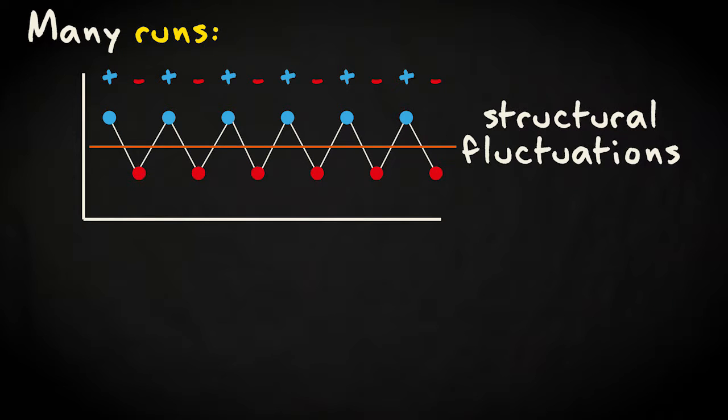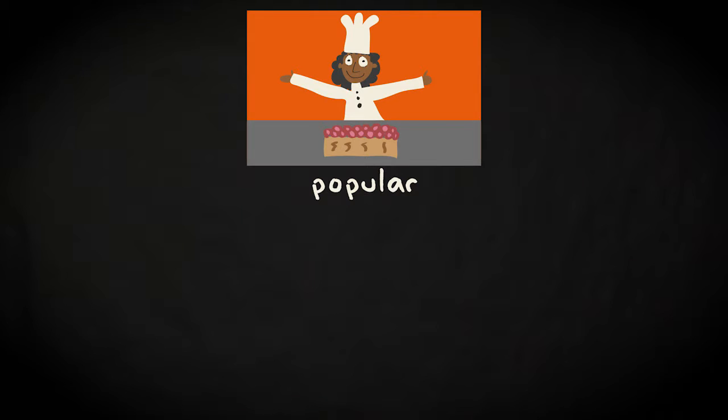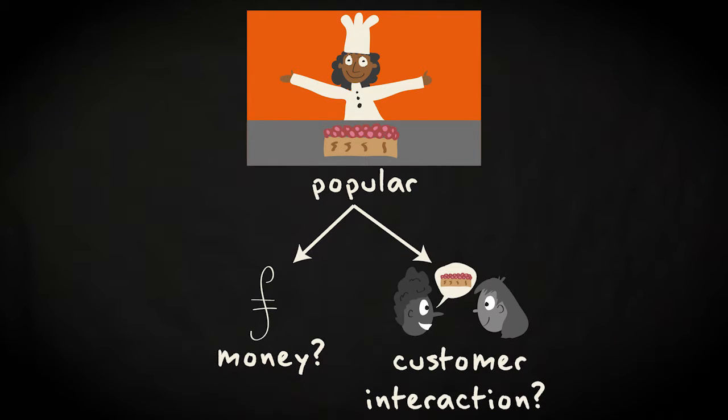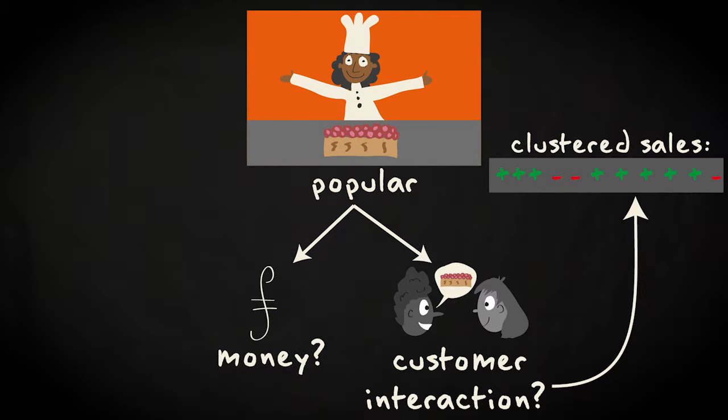Let's look at an example of how this would work. The local confectioner is making many nice cakes, but for some reason the most popular one is a fruitcake. This may be the case because it's good value for money, or it's a traditional treat. But perhaps there's some interaction between the customers going on in the shop as well. And then you would see that the sale of this cake would not be random, but rather occur in clusters.